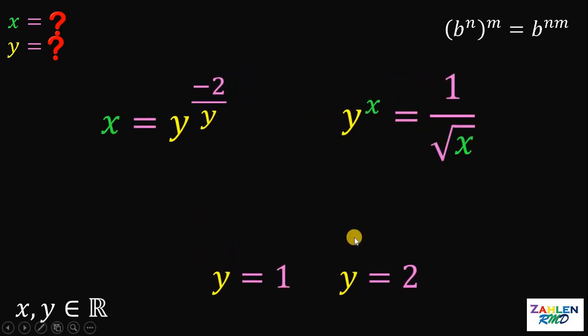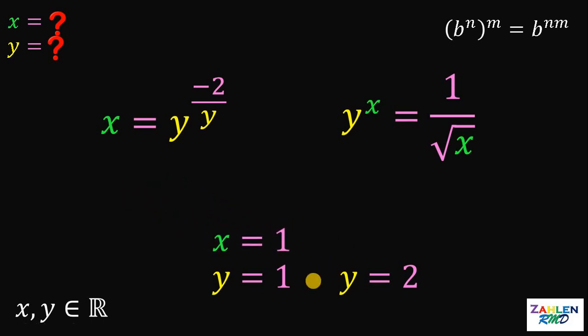Now, we are ready to solve for the value of x. In this case, let's use the first equation. If y equals 1, the value of x must be 1 raised to negative 2 over 1. We just replace all y with 1. Negative 2 over 1 is just negative 2, so 1 raised to negative 2 is still 1. Therefore, if y equals 1, then x is also 1.